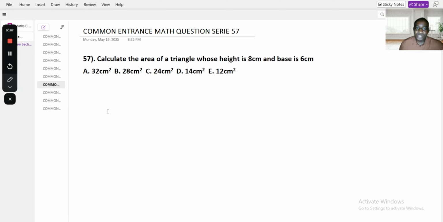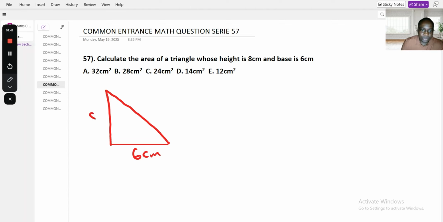Calculate the area of a triangle whose height is 8 centimeters and base is 6 centimeters. Area of triangle. Let me draw the triangle out. The base is 6 centimeters, while the height is 8 centimeters.